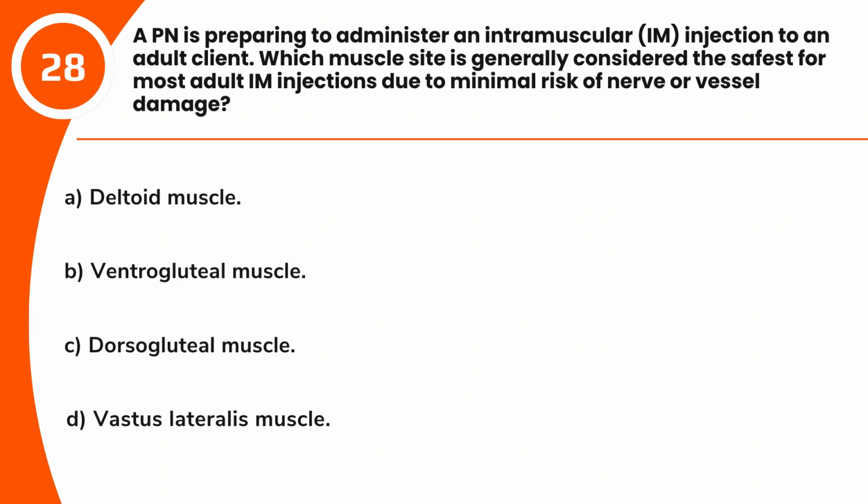Question 28. A PN is preparing to administer an intramuscular injection to an adult client. Which muscle site is generally considered the safest for most adult IM injections due to minimal risk of nerve or vessel damage? A. Deltoid muscle. B. Ventrogluteal muscle. C. Dorsogluteal muscle. D. Vastus lateralis muscle.